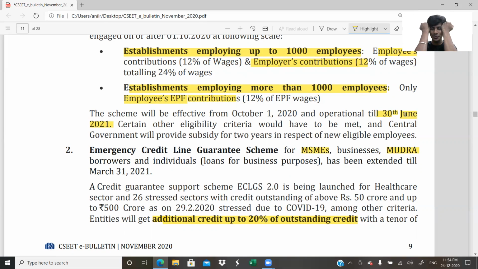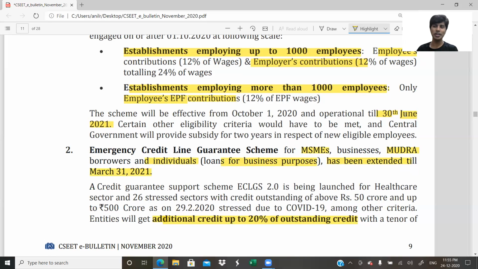Or not this stamp, Mudra. Mudra basically means Micro Units Development and Refinancing Agency. So for these entities, and any individuals like me and you who are doing business, loans for business purposes get this scheme, and it will be extended till 31st of March 2021. So till 31st of March 2021, if I take any loan, up to 20% guarantee will be given by the government.